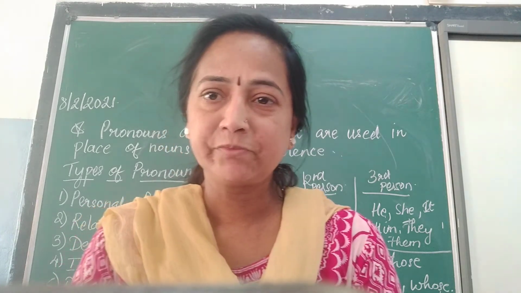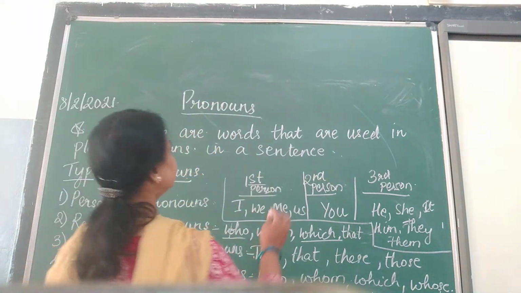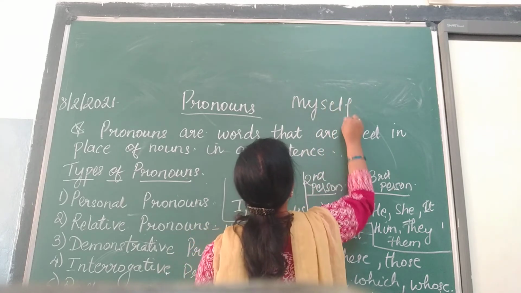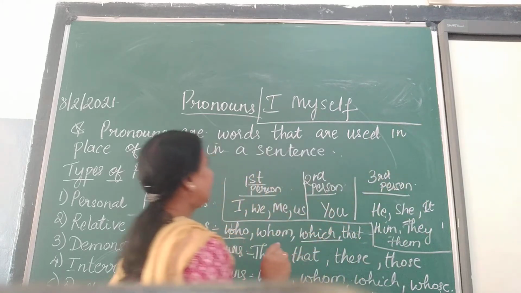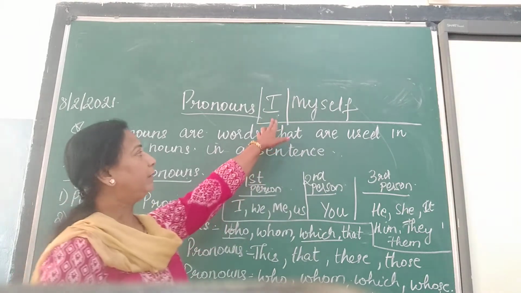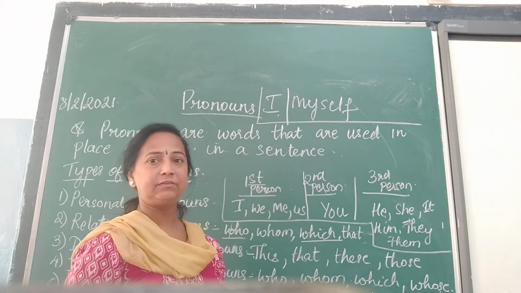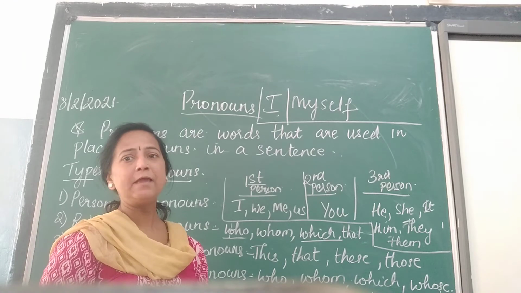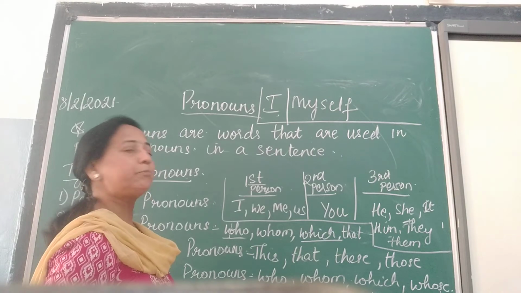reflexive pronouns. For example, I solved this quiz myself. I and myself. Okay. These are reflexive pronouns. I myself. Of whom are we talking? We are talking about me. Who solved this? I myself. We are stressing that I myself means absolutely me. Such pronouns are called reflexive pronouns.